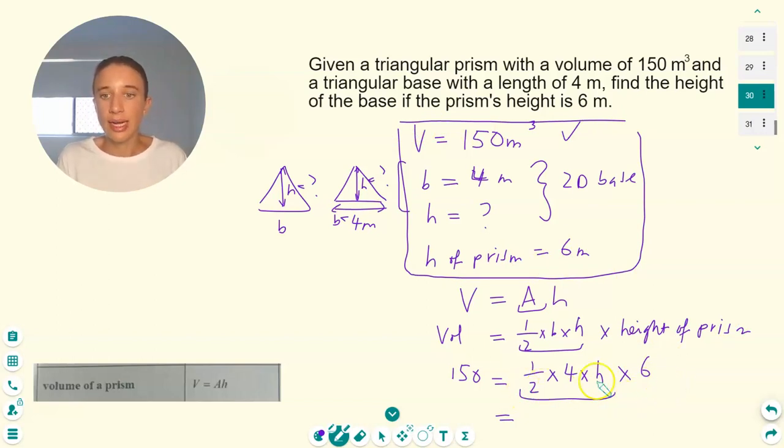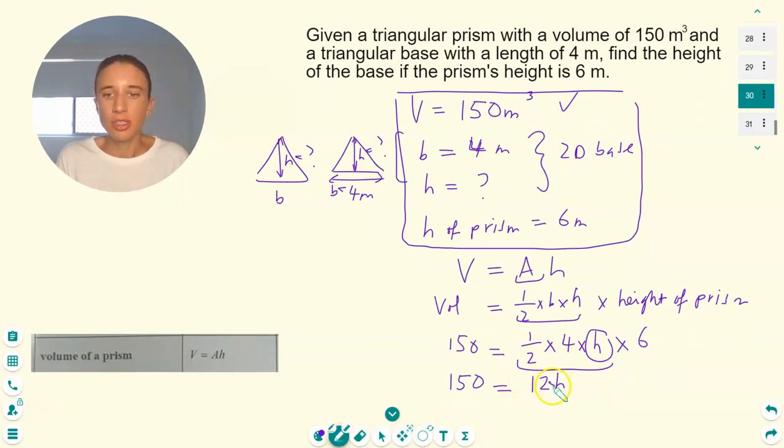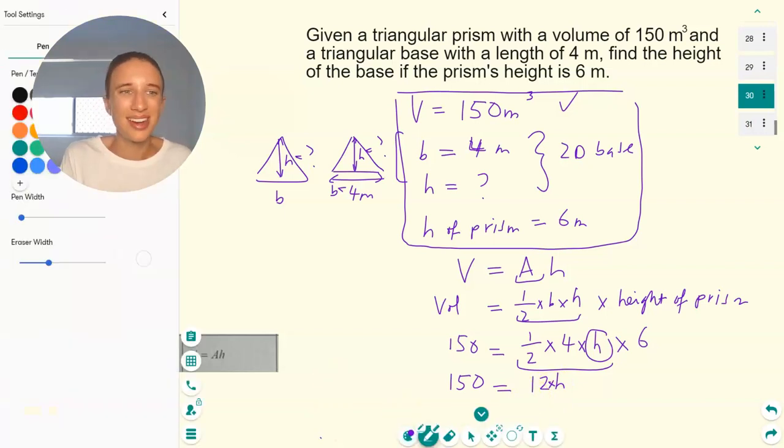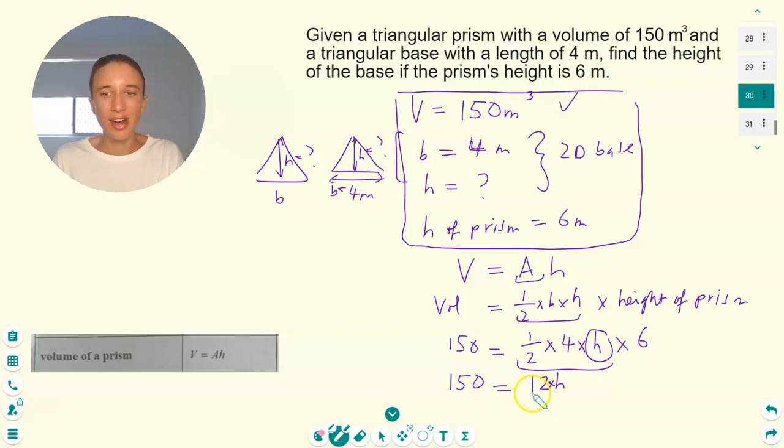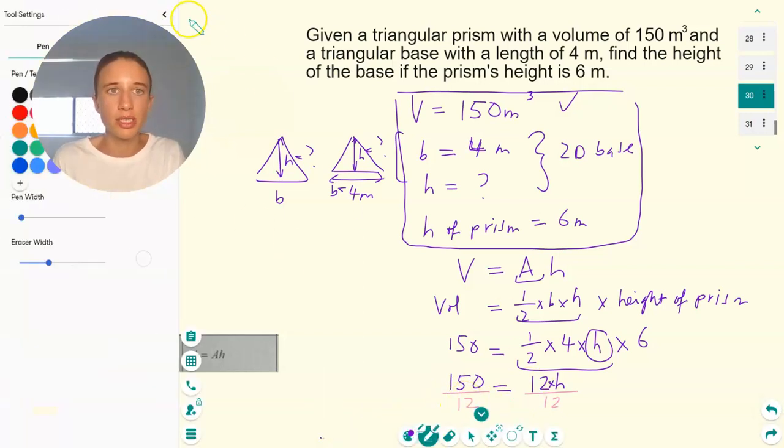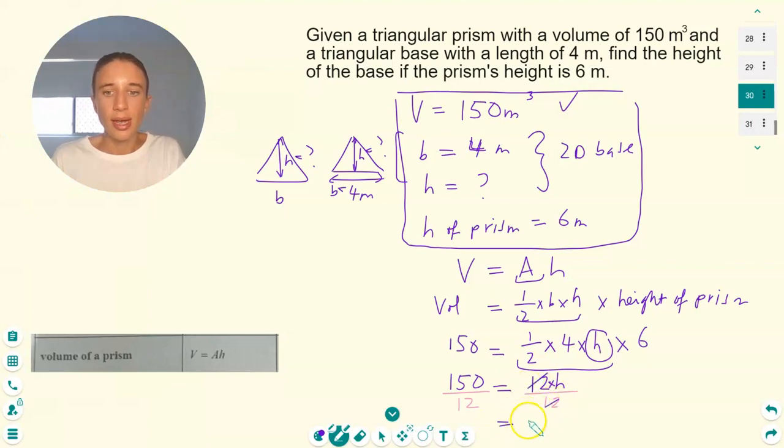Now let's simplify on this side before we rearrange for this variable. So I can just grab all these numbers and multiply them. Half of 4 is 2. 2 times 6 is 12. So I got 12H. Two things written next to each other means an invisible multiply sign. And I want to get H on its own. So I've got to divide by 12 on both sides, because that's the opposite of what's happening to H at the moment. And then that will cancel, and we're left with, let's chuck it in our calculator, 12.5.